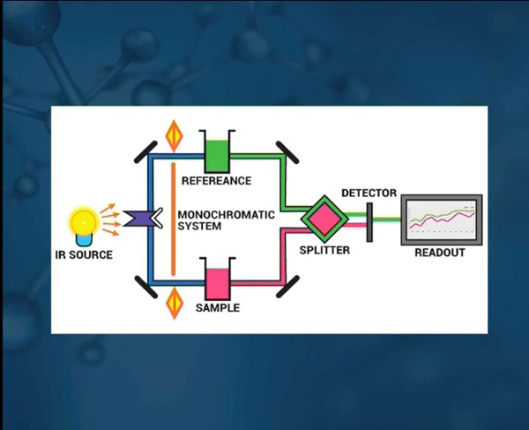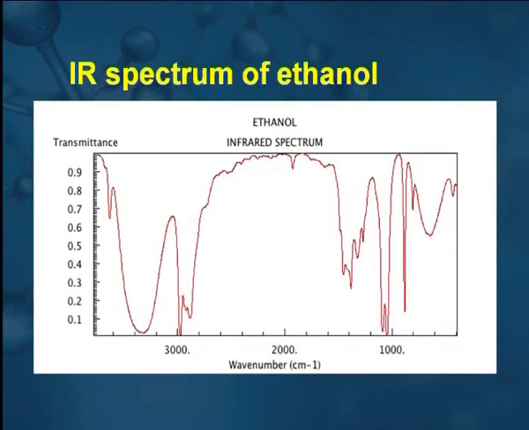So this is a simple mechanism where the light from the IR source falls upon a monochromator, which splits the light into two parts, one passing through the reference, another through the sample. Then the splitter gets the light from the reference and the sample, and it goes to the detector, where we can find the IR spectra. Now this is the IR spectrum of ethanol. This type of output we can get after doing the IR spectroscopy.